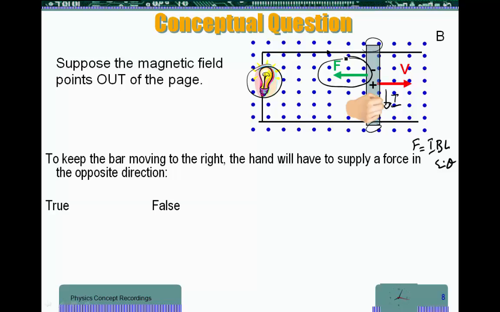Which says I'm going to have a force that's going to try to slow down the bar. So to keep the bar moving towards the right, we need to supply a force in the opposite direction, pushing it towards the right, to compensate for this force, to balance this force.